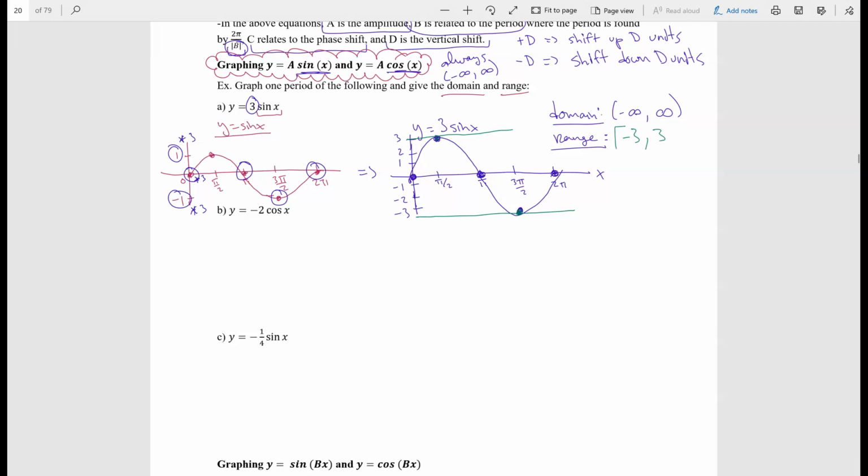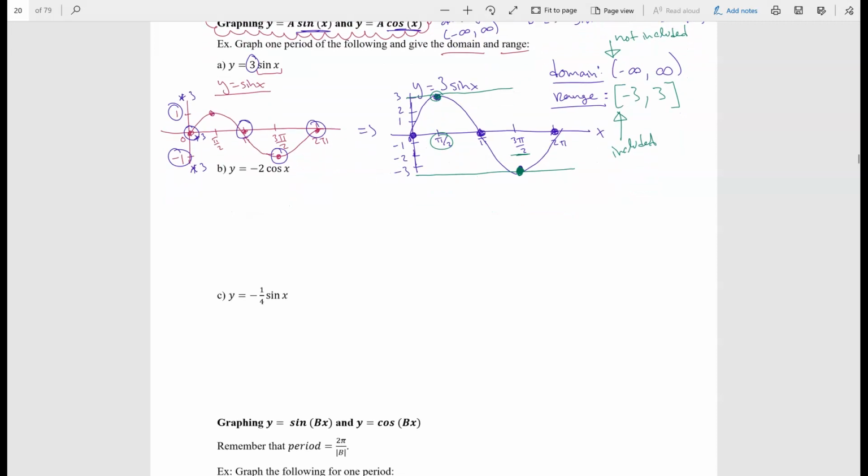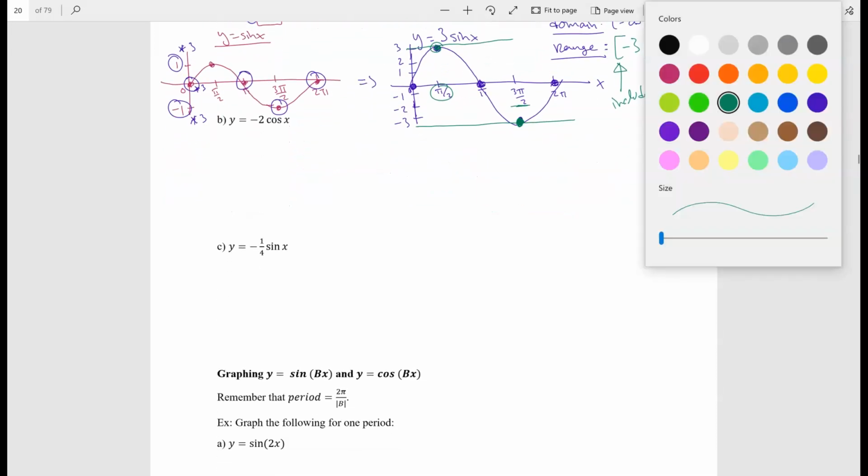The way that we do that is we write brackets around the numbers. That means that the number is included. You can see that at 3 pi over 2, you have negative 3, and at pi over 2, you have positive 3. Whenever you have parentheses, that means not included. You are not including that number. Infinity is just an approximation. It's not an actual number. So you write parentheses around infinity always. All right, so now let's try out the second one.